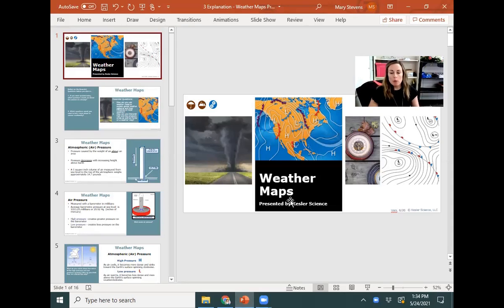Today we're going to talk about weather maps. Weather maps cover a lot of information, but what we're going to mainly focus on is what can we tell from a weather map and how do we predict something on a weather map.